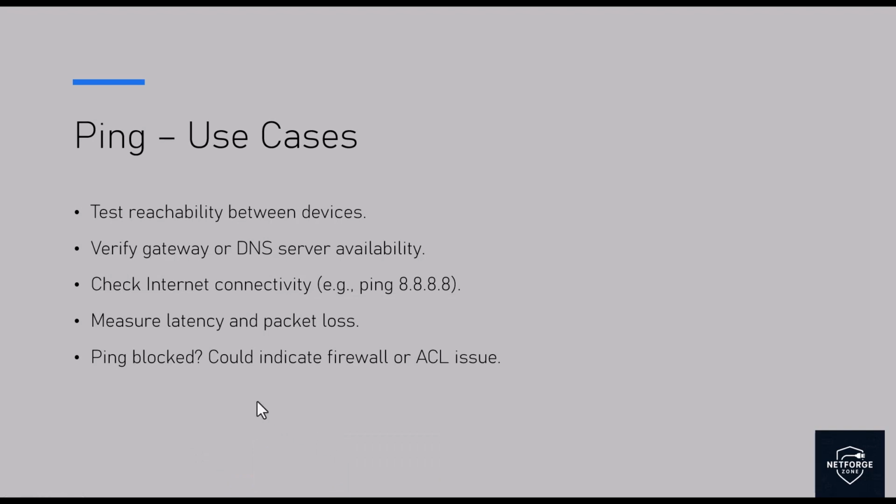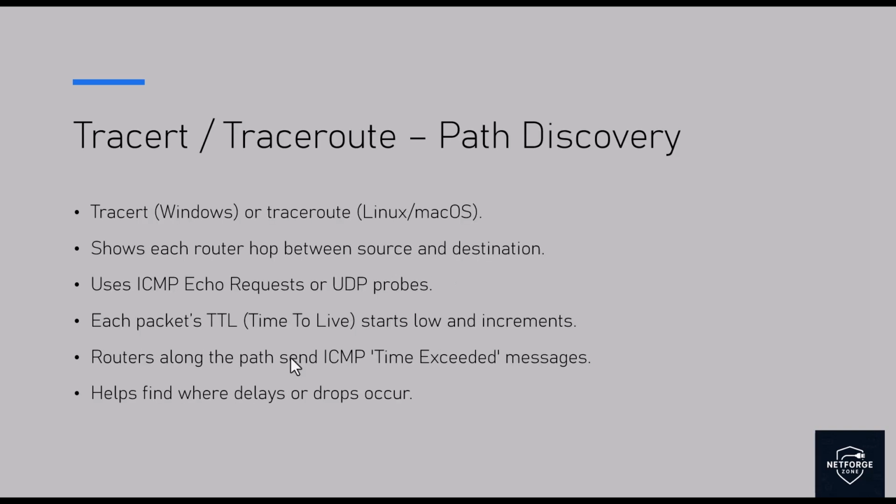We have, like I said, latency and packet loss, and also ping blocks. If that is configured, then ICMP unreachables are not going to be received by you, and you're going to receive something like a dot. Or the next one is traceroute.